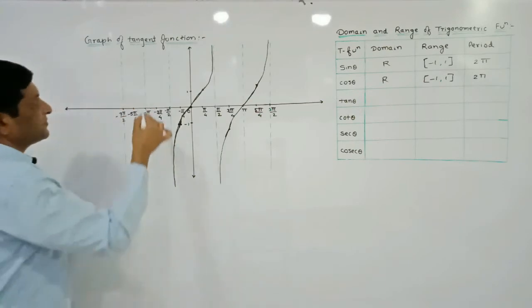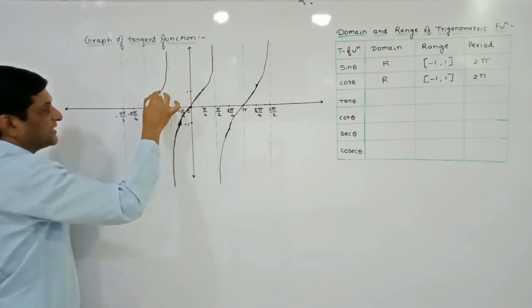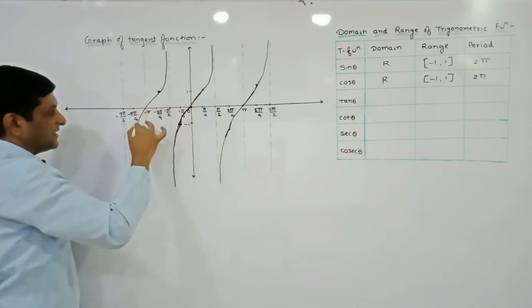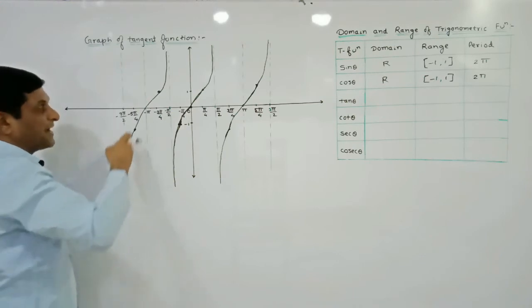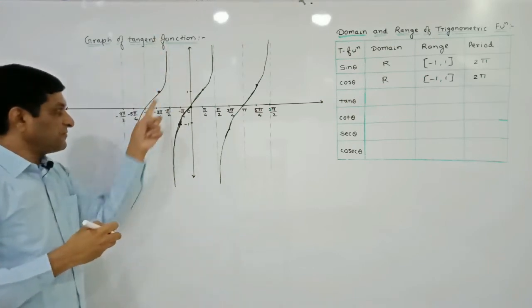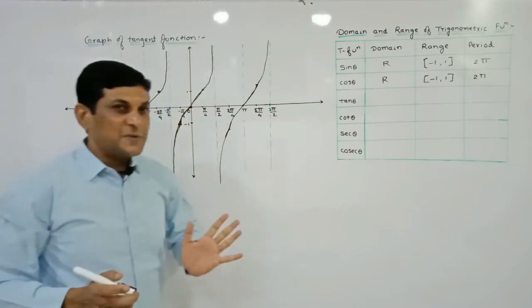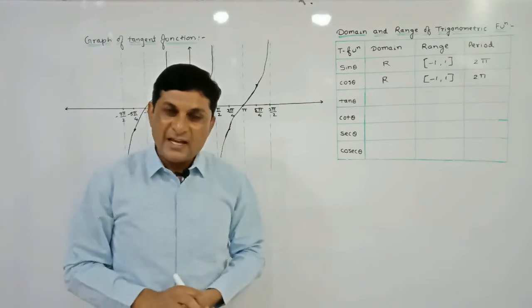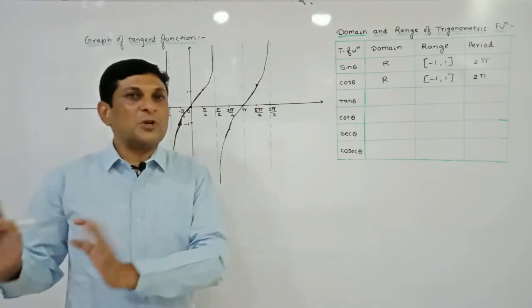So in this interval also we will get a similar type of graph. Here we will get 1 and here somewhere -1. The graph moves from minus infinity to plus infinity. Check whether similar graphs are there. Yes, similar graphs are there. That's why we can say that the same values are repeating, and since the same values are repeating, tan is a periodic function.